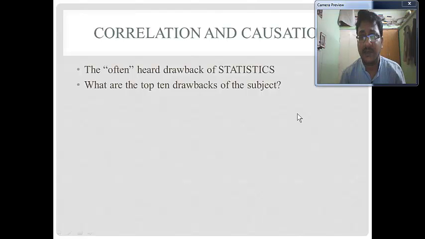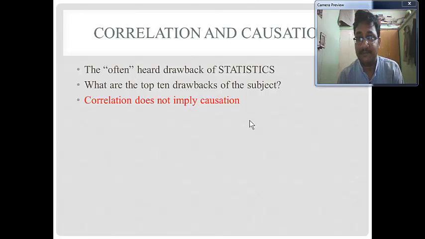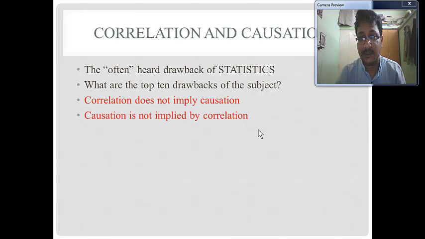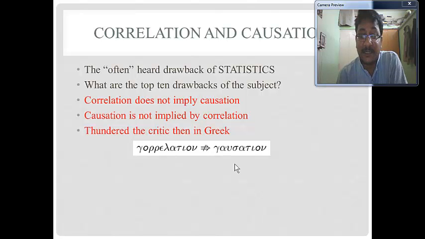If you try to look at the drawbacks from 100 different people and list out the top 10 drawbacks of the subject, what you'll get is obviously first that correlation does not imply causation. You ask them what the second most common drawback is, and the second most common drawback of the subject is that causation is not implied by correlation. And the third one will be something like this: correlation does not imply causation. What exactly is it then?